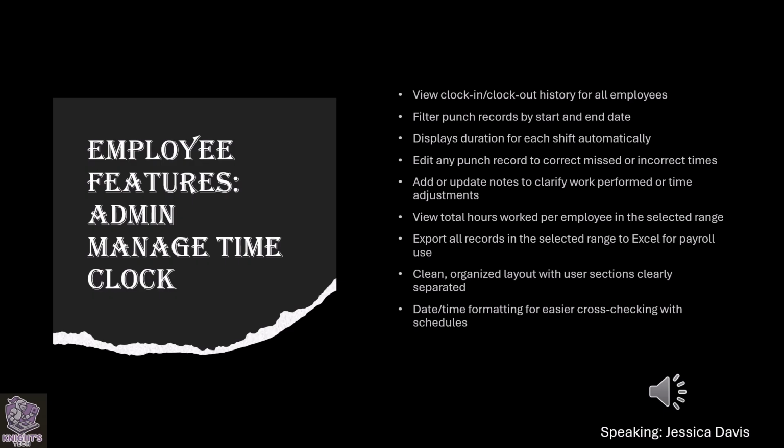The admin time clock system offers several key tools for maintaining accurate and organized employee records. Admins can filter punch data by any custom date range, making it easy to isolate specific pay periods or investigate discrepancies. Each shift's duration is auto-calculated, but manual edits are also supported for correcting missed punches or adjusting time entries. To ensure clarity, notes can be added directly within each record.